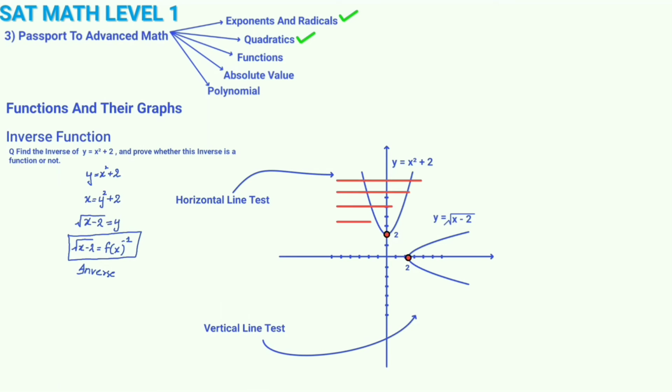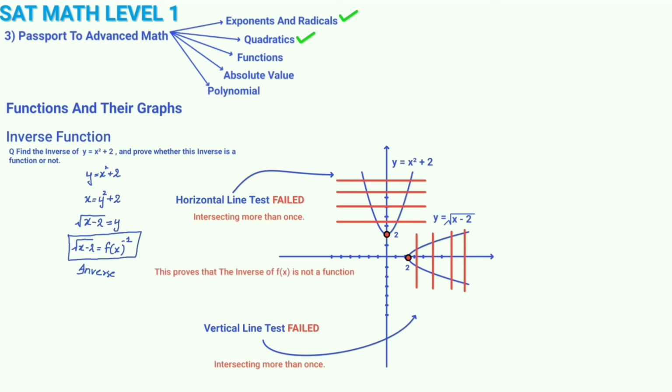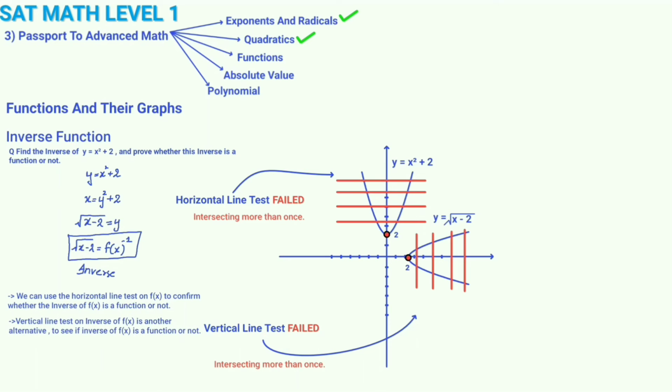If the original equation passes the horizontal line test, it intersects only once. But if it intersects more than once, this proves that the inverse of this f(x) is not a function. We can use the horizontal line test on f(x) to confirm whether the inverse of f(x) is a function or not. The vertical line test on the inverse of f(x) is another alternative to see if the inverse of f(x) is a function or not.